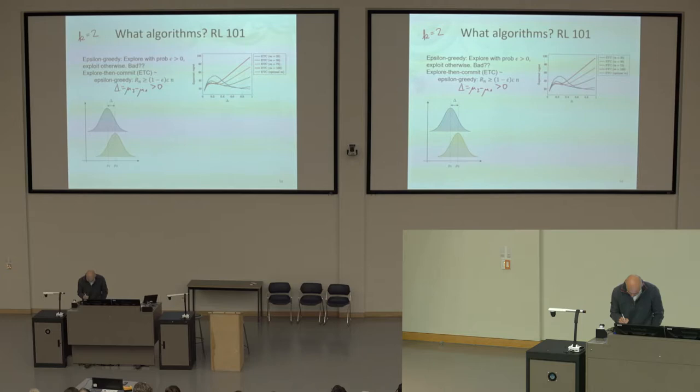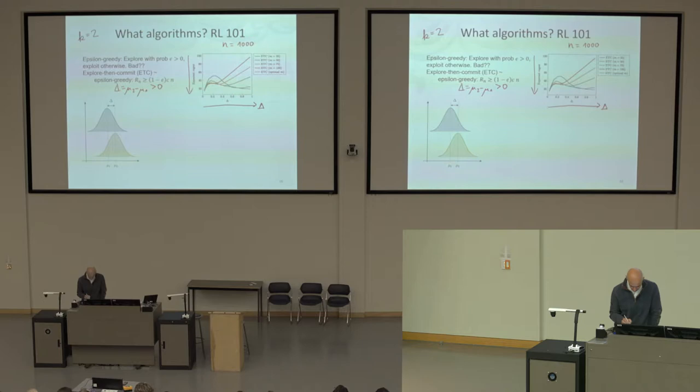I think it's like 1,000. So the horizon is, I believe, 1,000. So that's n. And as a function of the delta, so this is delta, I show the expected regret. So smaller numbers are better. And I show this for different values of m. So m is this parameter of the algorithm, after which it switches to exploitation.